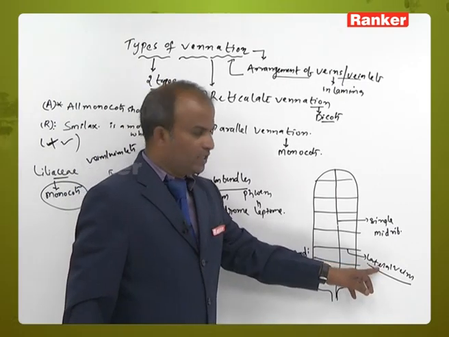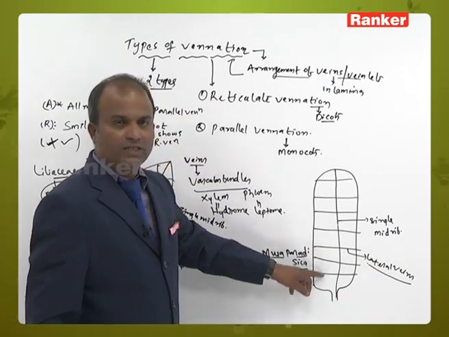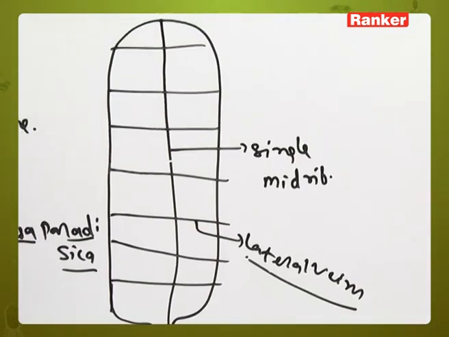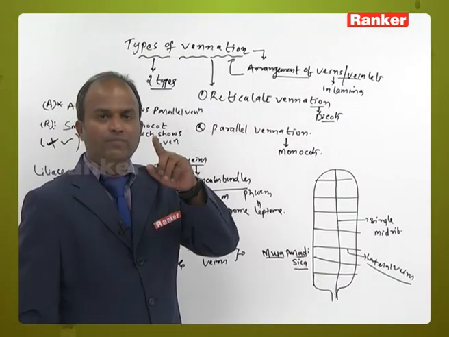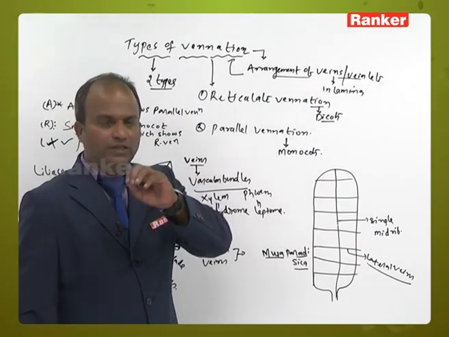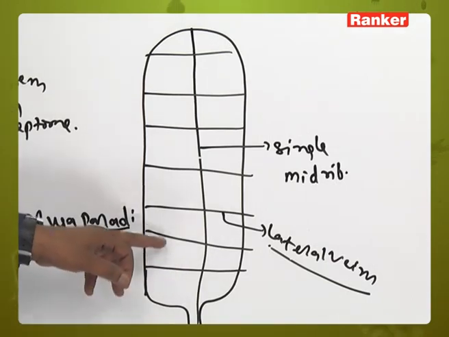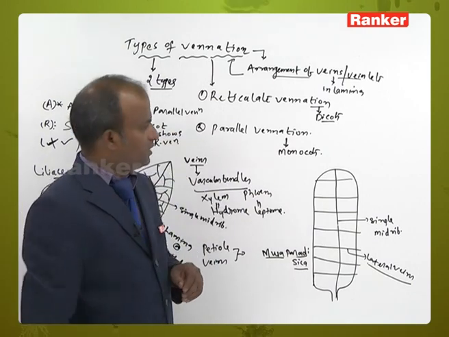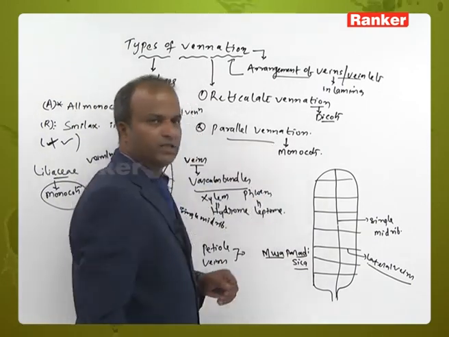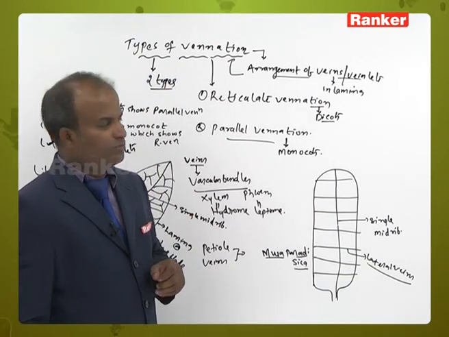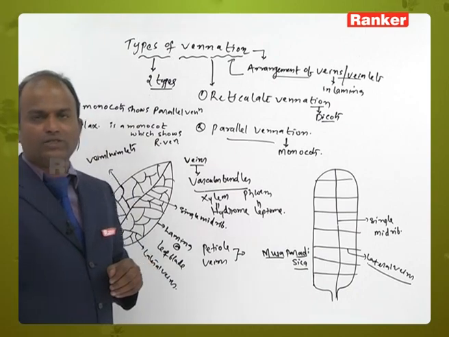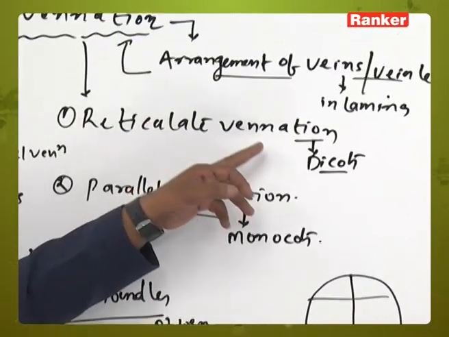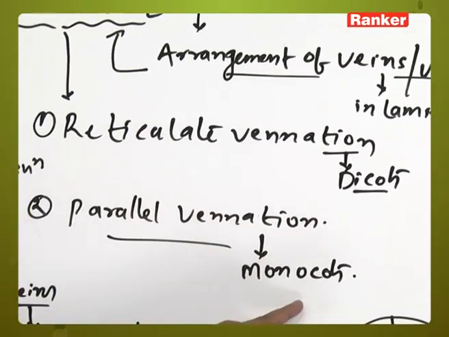When one lateral vein is compared with another lateral vein, they are arranged in a parallel manner. Based upon the criterion that lateral veins arising from the midvein run parallel when compared with one another, this type of venation is called parallel venation. So these are the types of venation: two types, reticulate venation and parallel venation. Reticulate venation in dicots, parallel venation in monocots.